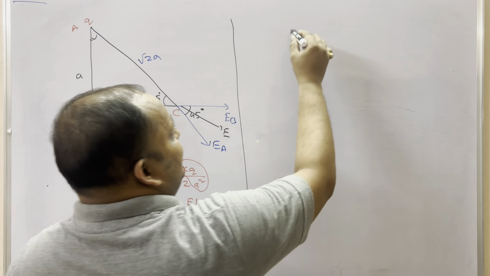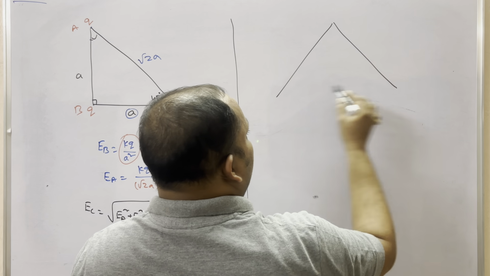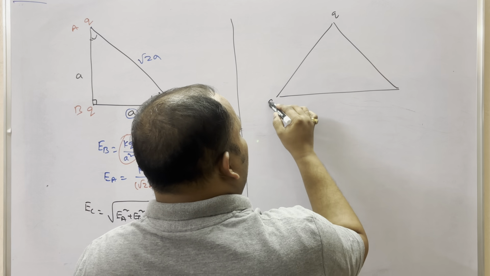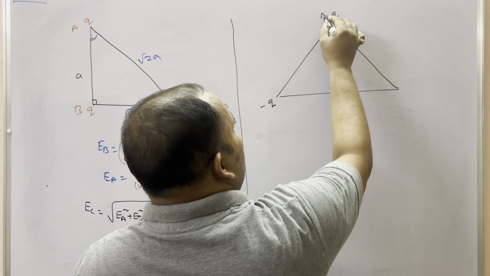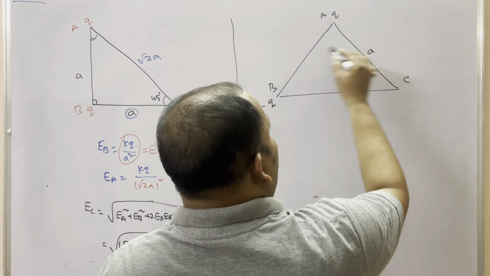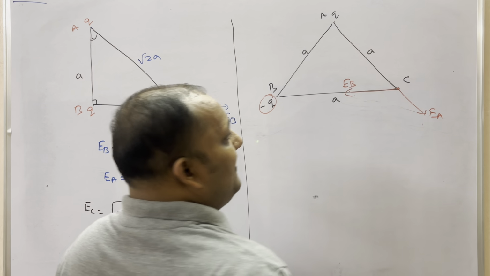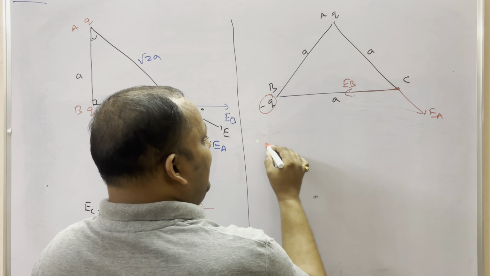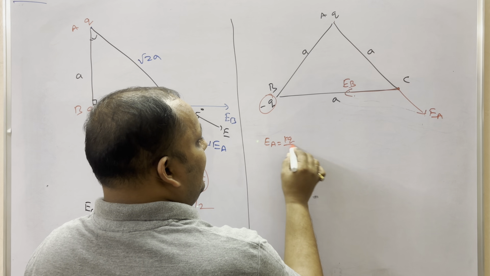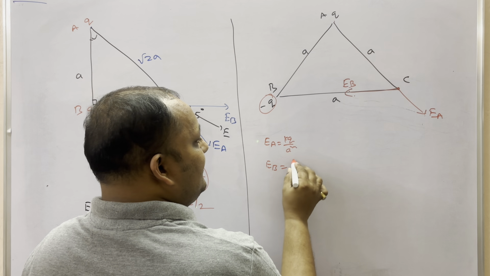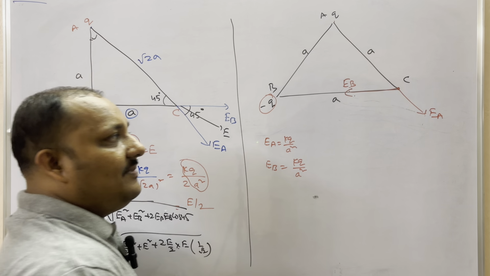Next, for the same question, previous question, triangle. This is Q and minus Q. One is a positive charge, one is a negative charge. This is an equilateral triangle. What is the resultant electric field intensity at C? Because of A, electric field intensity will be away because of positive charge. Because of negative charge, it is going to be towards, EB. Now EA is nothing but KQ by A square. EB is also KQ by A square.